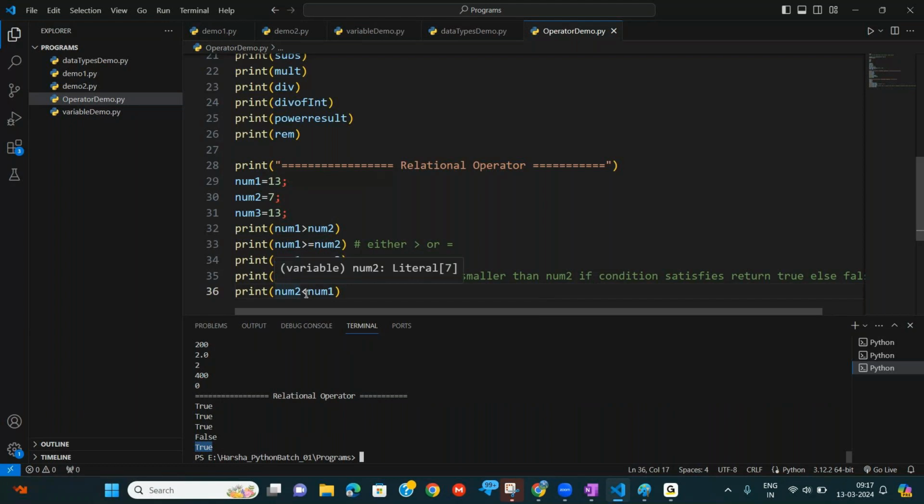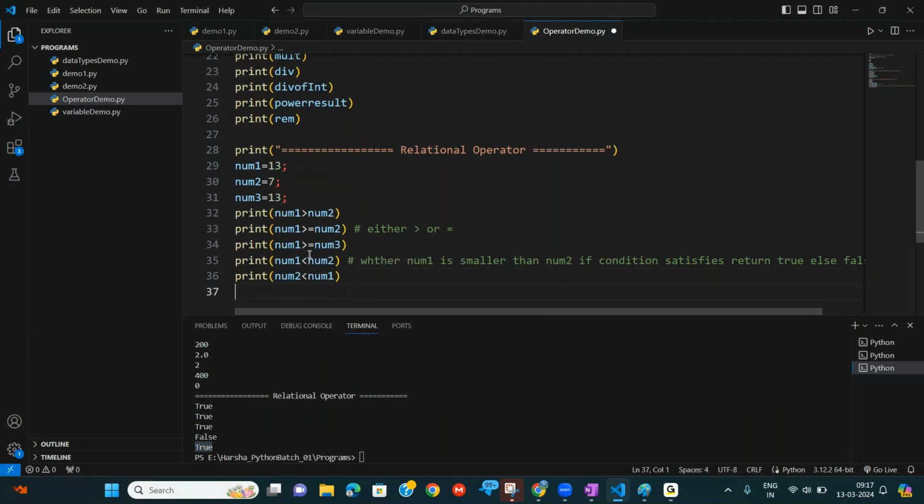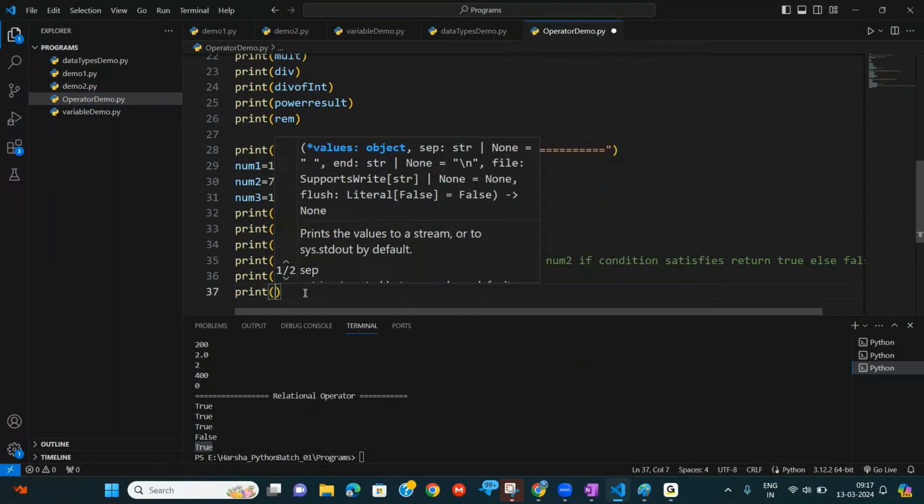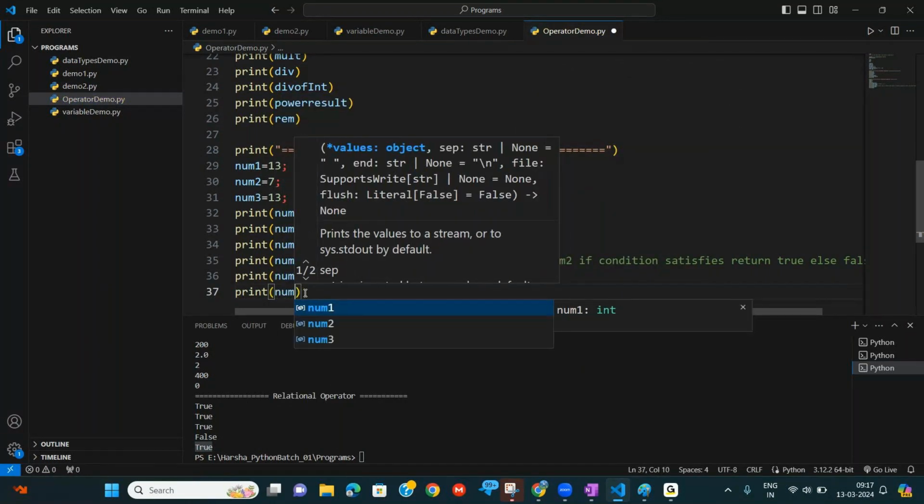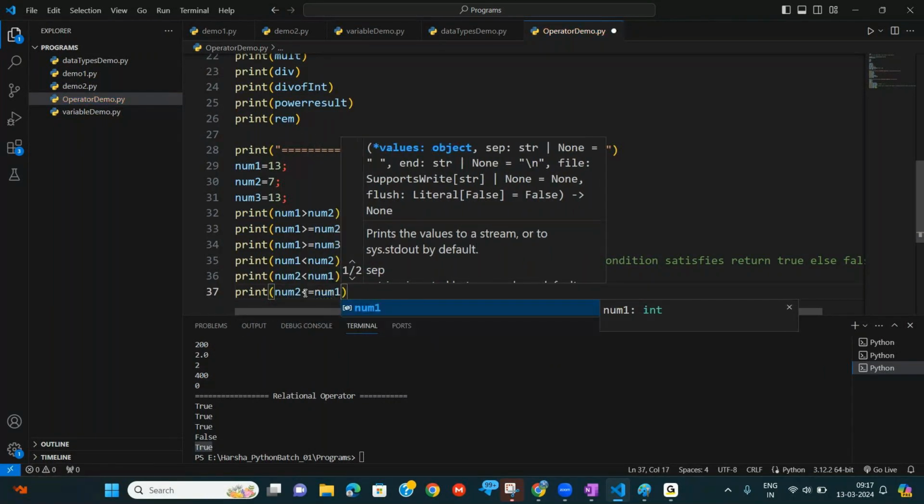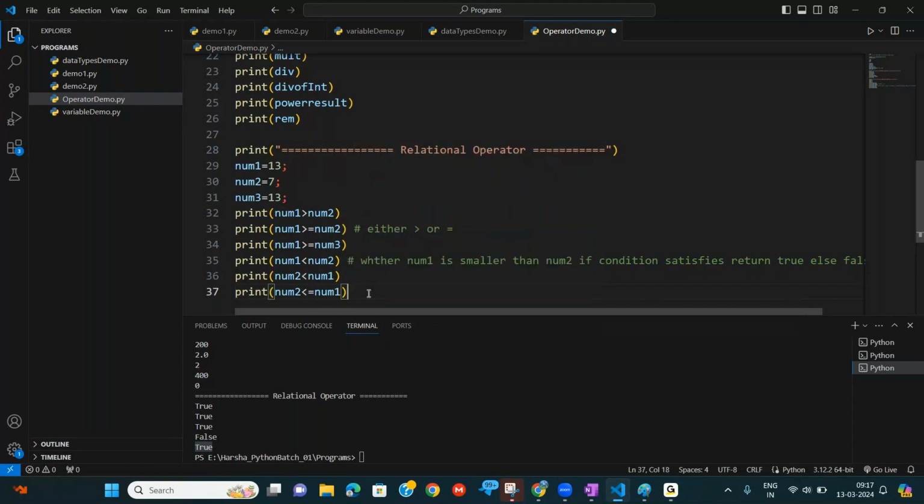As this one is there, I also have, in a similar way, less than equal to. Okay, print num2 less than equal to num1. It is also checking either less or equal. Okay, understood?